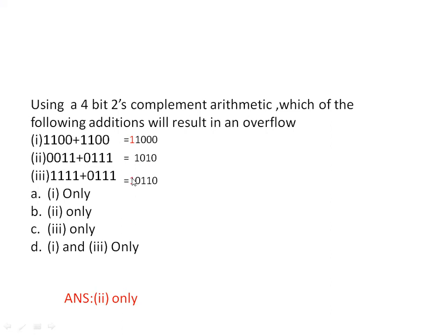Take the third case. The sign of the first operand is 1, and the sign of the second operand is 0. The first one is negative, the second one is positive. So the result of this, 10110, never comes under the overflow condition. When both operands have the same sign, we have to check the overflow condition, as we learned in the second slide. Therefore, we can say option 2 only causes an overflow. Therefore, answer B is the correct answer.